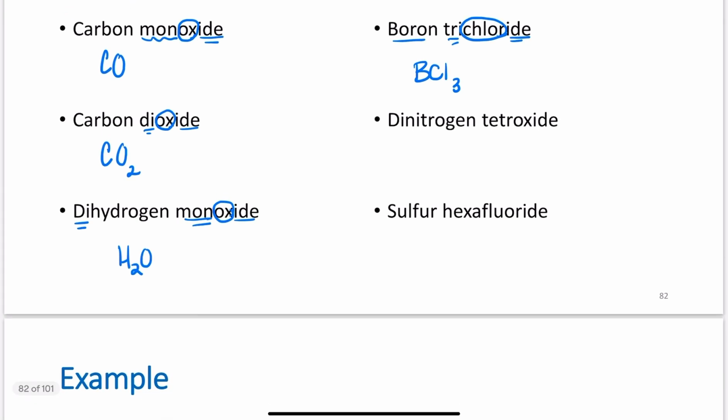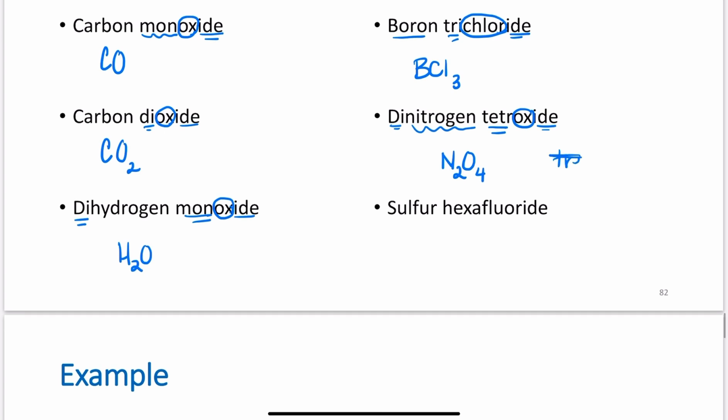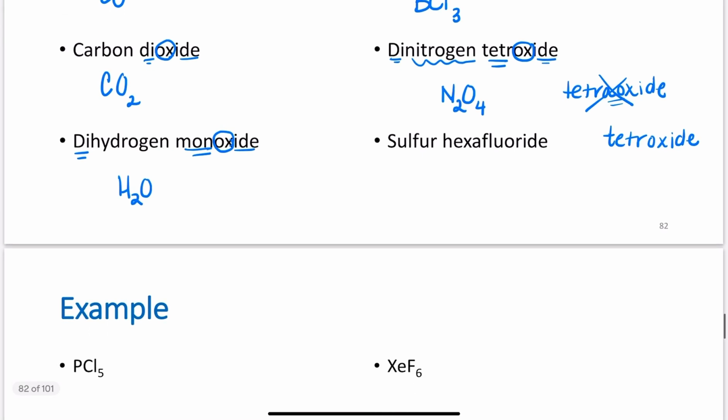Dinitrogen tetroxide. Again, di tells me I have two of them, but this is telling me the element. Nitrogen, and I have two of them. Ide is just the ending. Ox is the element I have, and tetra means four. Notice I'm not saying tetraoxide. It just looks weird. I'm not going to put the vowels next to each other like that, so I'm going to drop the A and say tetroxide. So you keep the A if you have a consonant next, but if you have a vowel, you're going to drop that A.